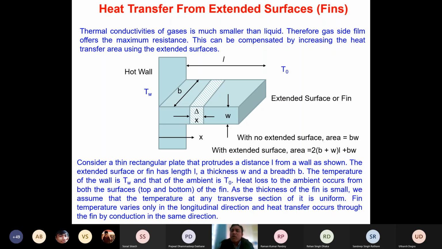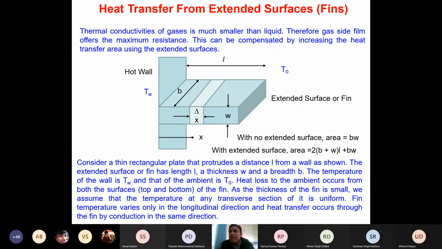So now the question we are asking ourselves is, can we do better than this? Can I increase the heat transfer to the air by doing something? See, here the heat dissipation to the ambient will be characterized by what? Newton's law of cooling, isn't it? That is given as hA delta T, where h is the heat transfer coefficient, which accounts for the convective resistance.